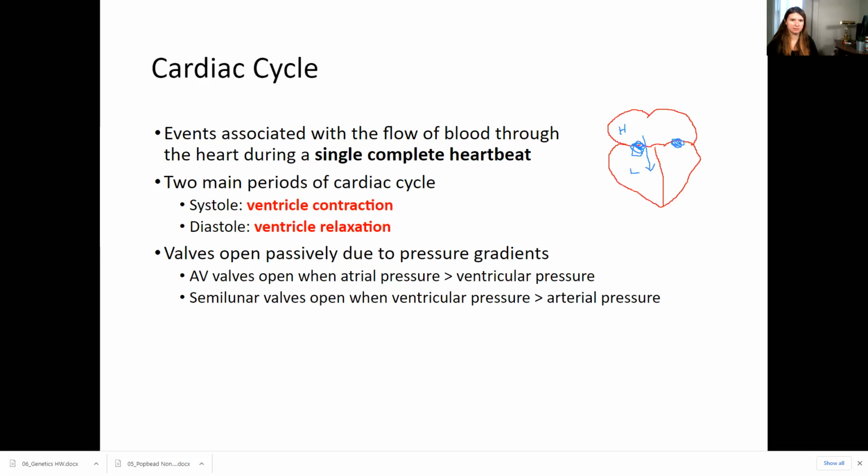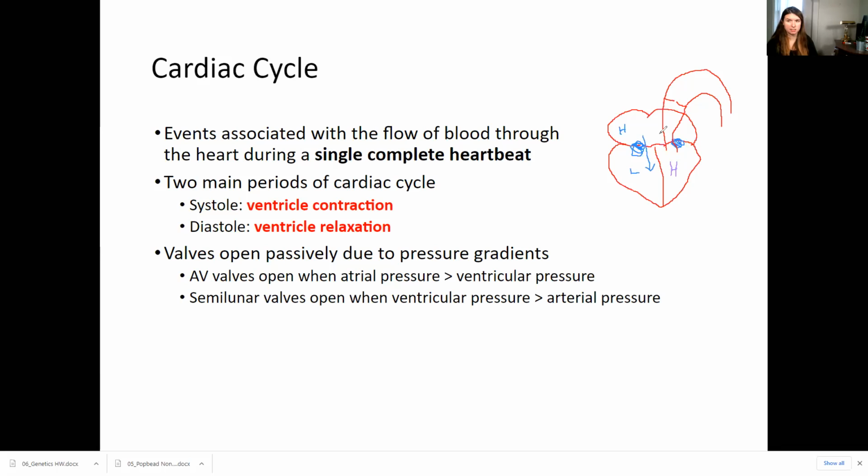Our semilunar valves, and I'll draw on, I like the aorta. So this is coming from our left ventricle. Okay, so we'll have a semilunar valve here. Just like the AV valves, they're going to open and close dependent upon pressure. So when they're going to open is when we have high pressure in the ventricle. So it's going to go to an area of low pressure.